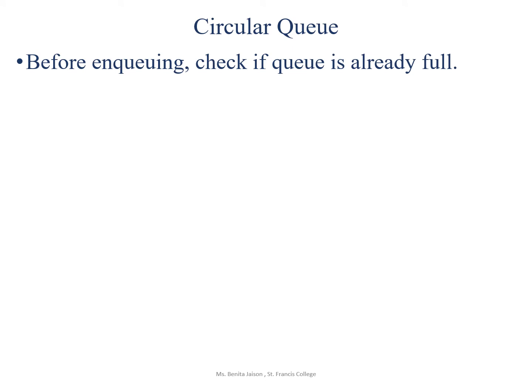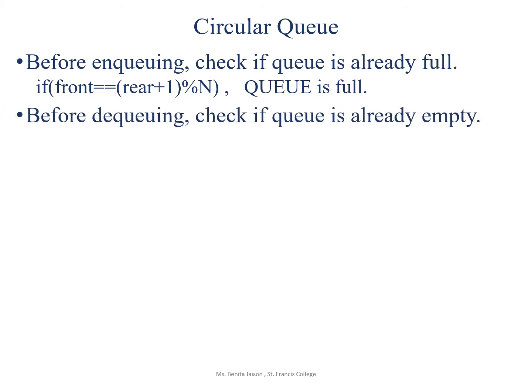To enqueue elements, the queue should have empty positions. If on circular increment of the rear pointer, it is equal to the front pointer, then the queue is full. To dequeue elements, the queue should have elements. If the front pointer is equal to -1, then it shows that the queue is empty.